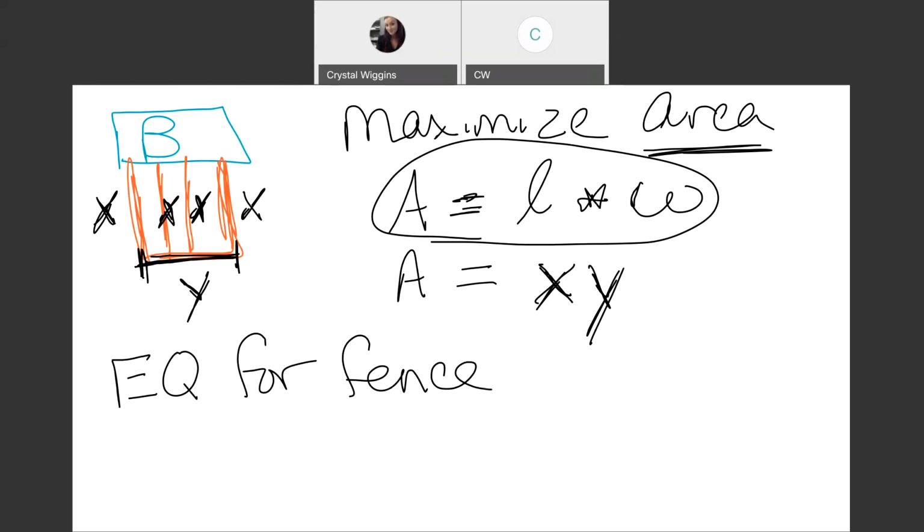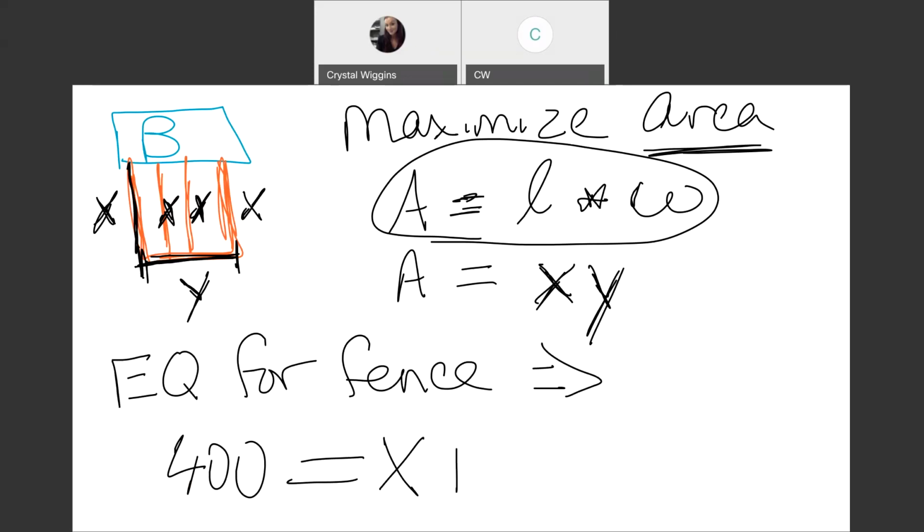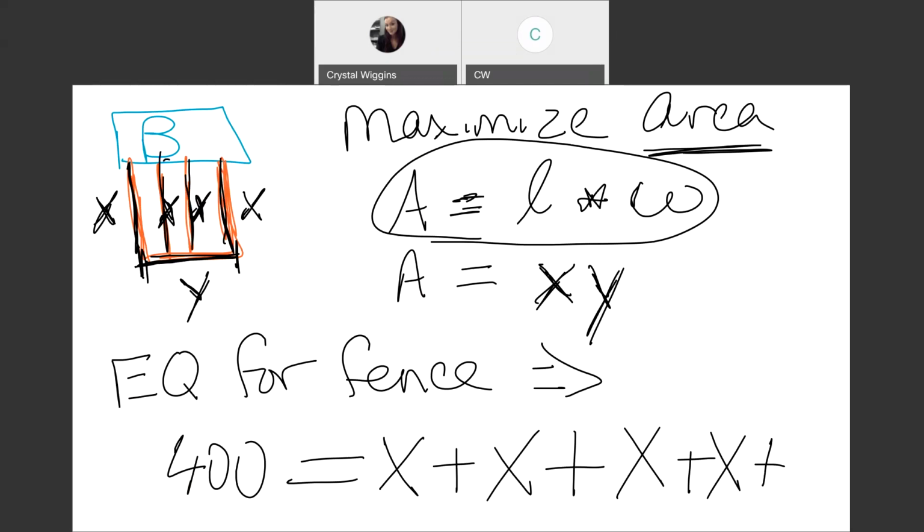For how much fence? All right, well, let's think about this. We have 400 feet of fence, and we have X amount of fence used on this left side, plus X amount of fence used in the first interior, plus X amount of fence used in the second interior, plus X amount of fence used in the exterior on the right side, and then plus Y, which is this front part. That all added up, 4X's and a Y, should add up to the 400 feet of fencing.